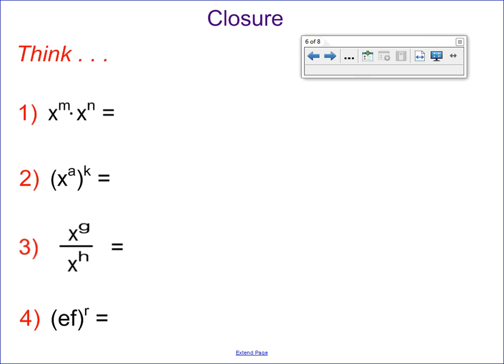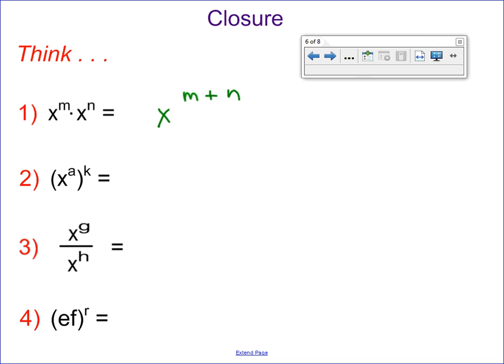So how could I write x to the m times x to the n as a single power without parentheses? What would that look like? Cody? X to the m plus n. Raise your hand if you have the same thing. X to the m plus n for the exponent. Way to go. You add exponents and multiply powers with like bases.